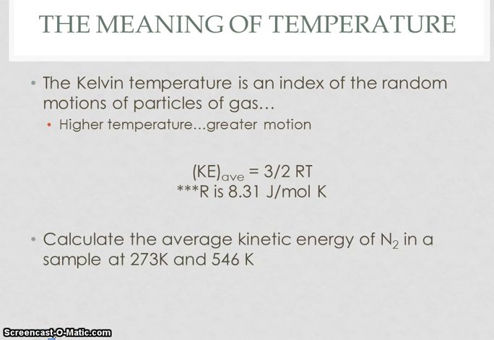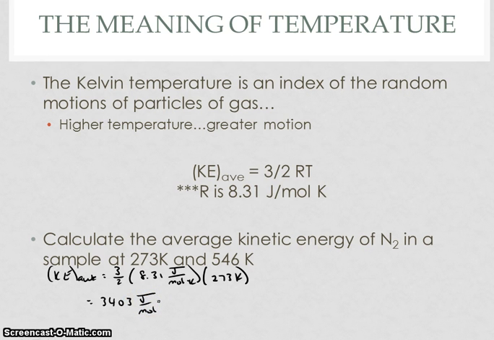So we have two problems here. Calculate the average kinetic energy of nitrogen gas in a sample at 273 Kelvin and 546 Kelvin. Now the fact that it's nitrogen gas has nothing to do with the particular problem. So for our first temperature, kinetic energy average will equal 3/2 times 8.31 joules per mole Kelvin times 273 Kelvin. And our temperature has to be in Kelvin so that our Kelvin values cancel out. And we'll be given 3,403 joules per mole as our average kinetic energy of those gas particles.